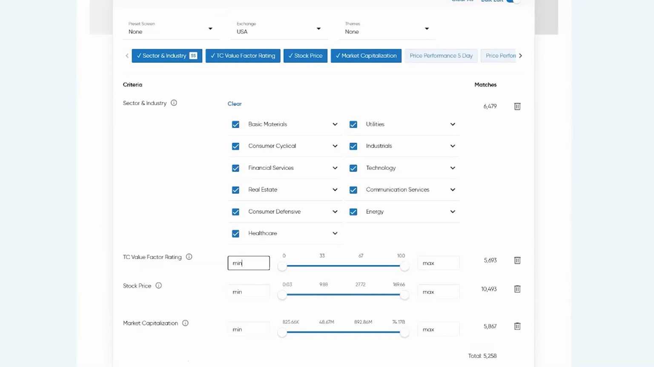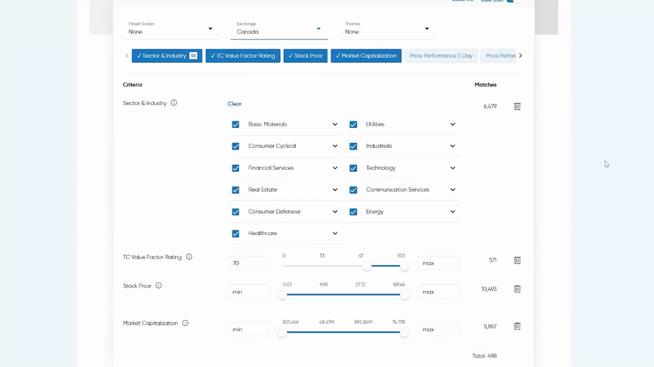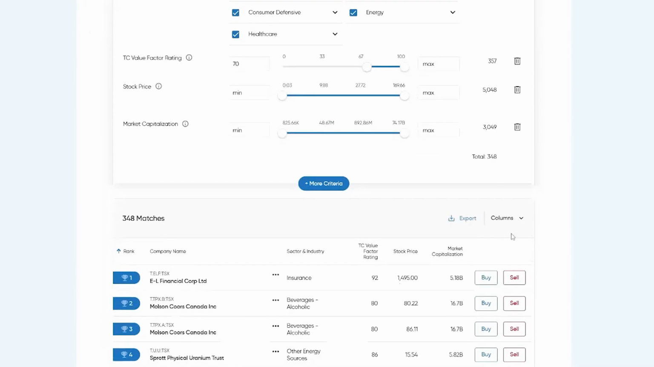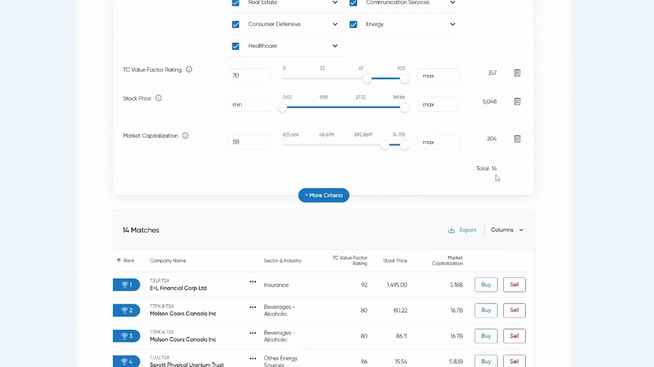And if I say I want the value of 70, which is pretty strict, 70 or higher, and I can do it, let's just say Canada, because of course we're in Canada. Let's do a Canada search, high value score, and I have 300 stocks now. And let's just say I want a 5 billion minimum market cap, just to make sure I get more established companies. Only 14 come up.